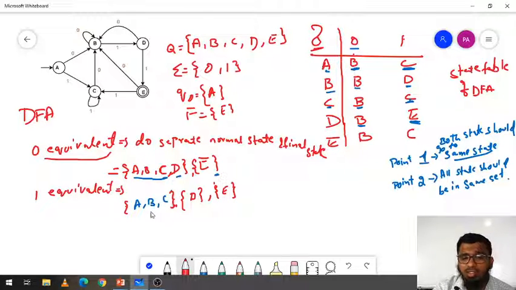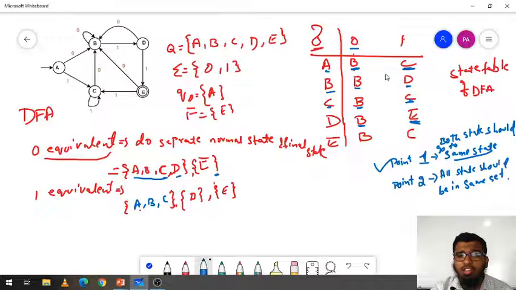Clear this? Why this is A, B, C, why we did not include D? Here first A on 0 is going to B, B on 0 is going to B. First condition is satisfying. Okay, next A on 1 is C, B on 1 is D. Second condition is that should be in the same set. A, B, C, D, the same set. This condition is also applied. So that's why A and B is a equivalent.